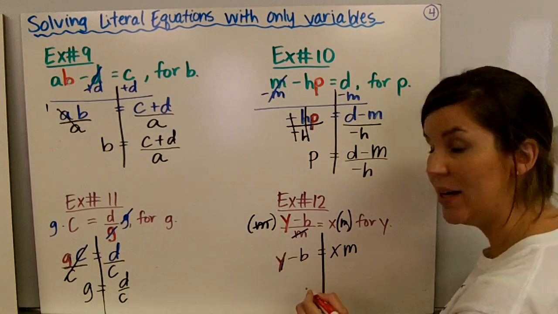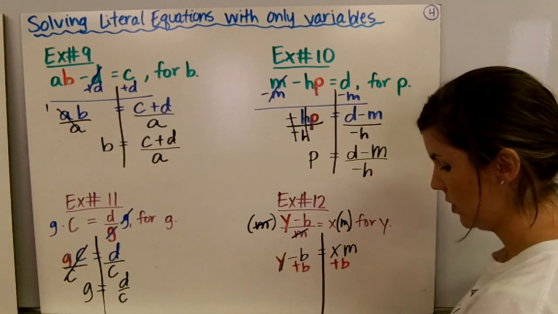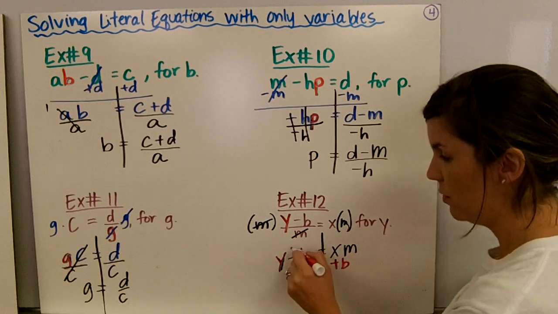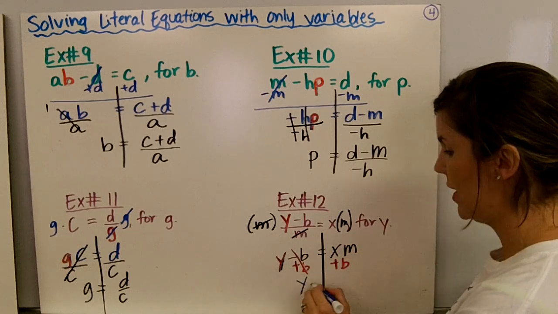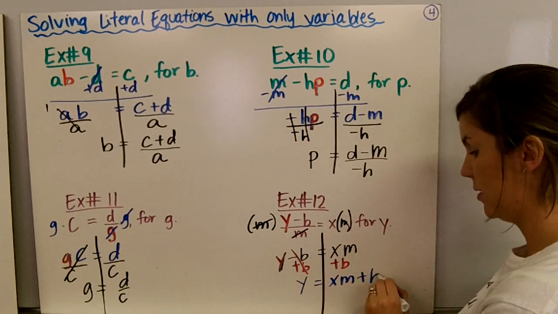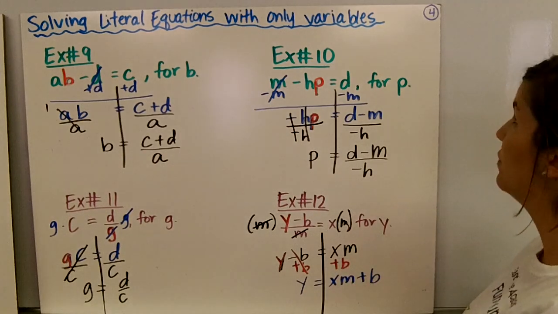I want Y. To get rid of the minus B, I need to add B to both sides. Negative B and positive B will cancel each other out. So I have Y equals X times M plus B. Remember, X was multiplied by M here. And this is your final answer.